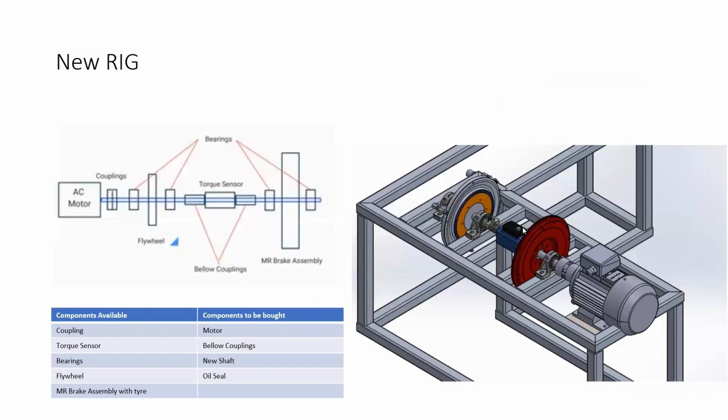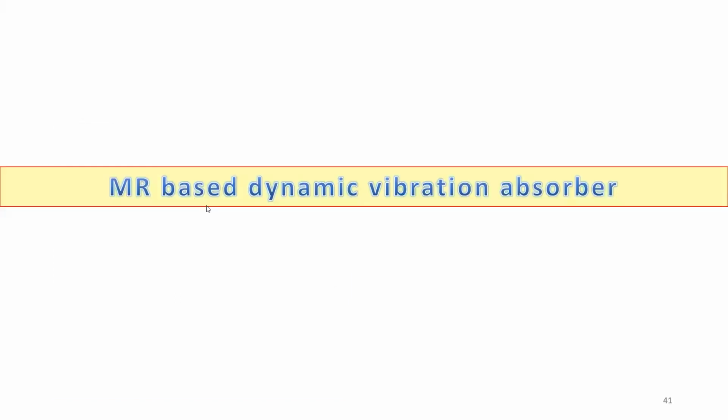As I was telling earlier, in this assembly the motor is directly connected to the flywheel, then to the torque sensor and the brake. That is how we are going to test this year. So this is a new rig we are going to fabricate. This is the brake, one of the applications of the MR fluid.